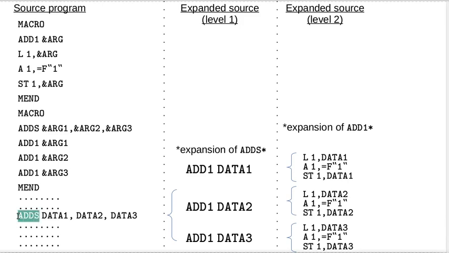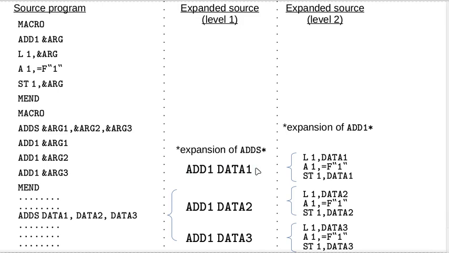Again, when we call the macro ADDS using 3 arguments, each of the arguments is used in the respective macro call instructions within the body of ADDS. Ultimately that results in an expansion where we have 3 instructions: ADD1 data 1, ADD1 data 2, and ADD1 data 3. So this is all about the expanded source code of level 1. Now in the expanded source code of level 1, each of these instructions is nothing but another macro call. Please take a moment to observe and understand that.